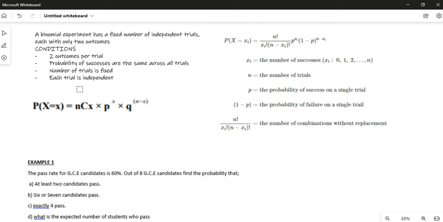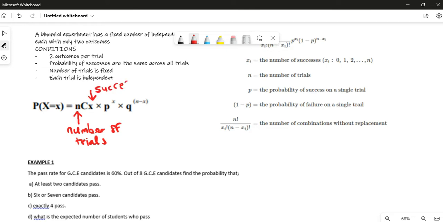So now let's look at our formula here. N represents the number of trials. X, the number of successes, right? P, the probability of success on a single trial. Q, the probability of a failure on a single trial. Then we have a combination here, nCx, all right?